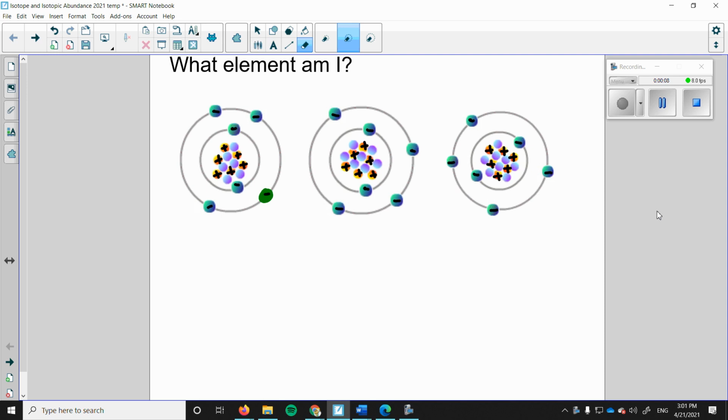I have here a picture of some elements. I want you to try to identify them. So pause the video and see if you can figure out what they are. Pause right now. Okay, let's see how we did.